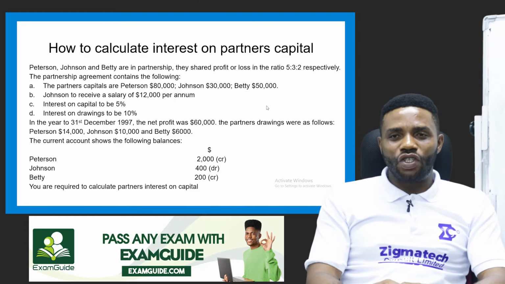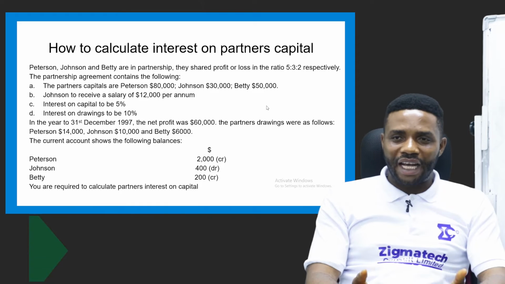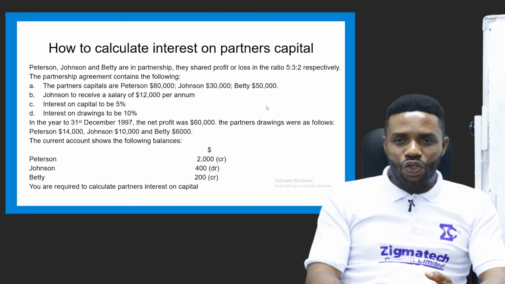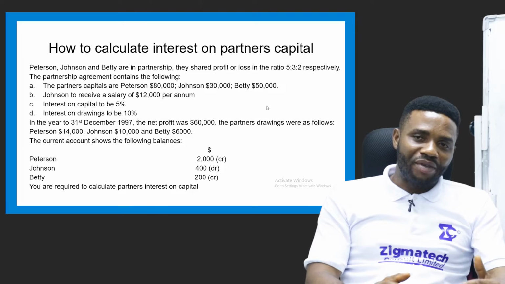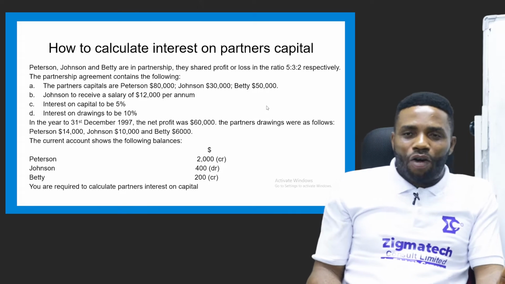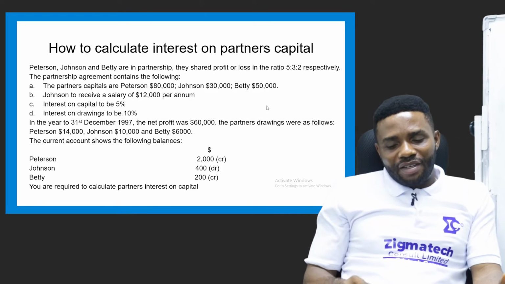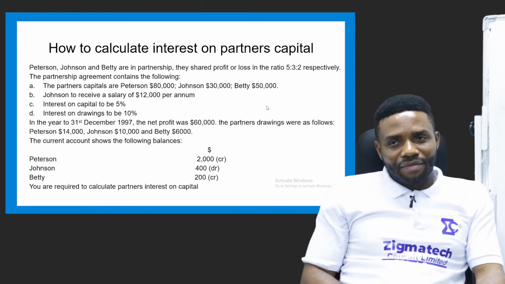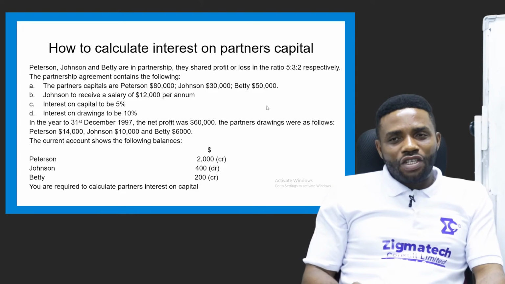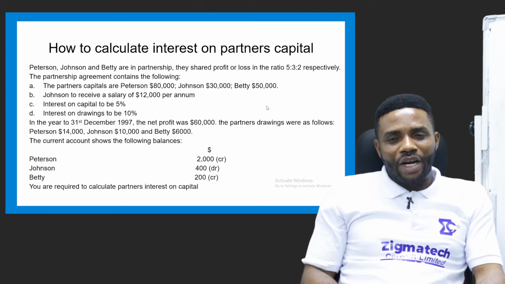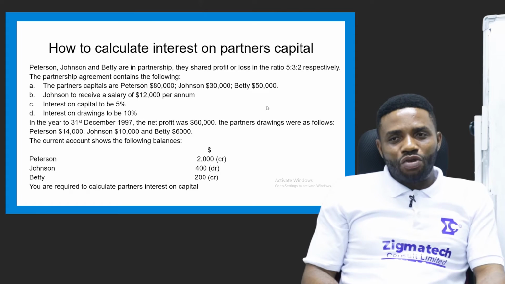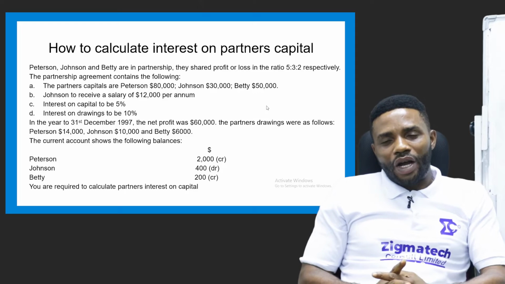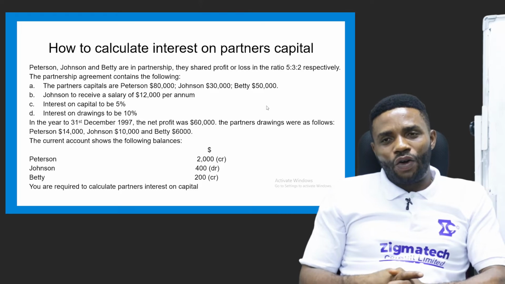The current account shows the following balances. Peterson is $2,000, Johnson is $400, Betty is $200. Now, if you observe beside Peterson's current account balance, you see CR. That CR represents credit balance. And then for Johnson, you see a debit balance of 400, and then for Betty, you see a 200 credit balance. You are required to calculate the partners' interest on capital.